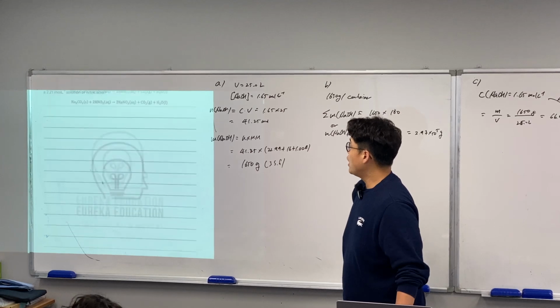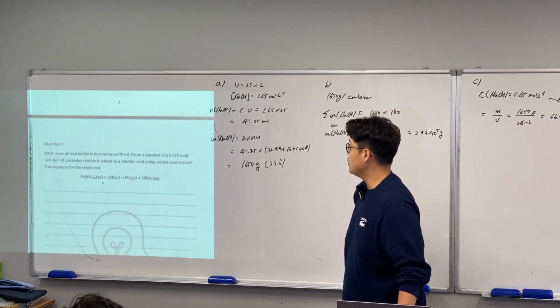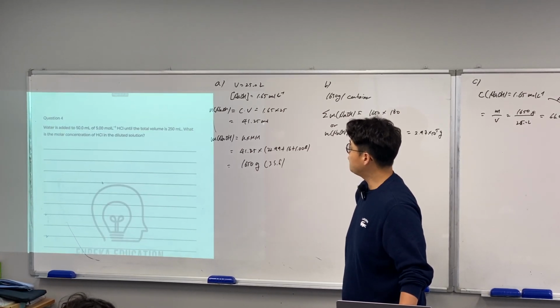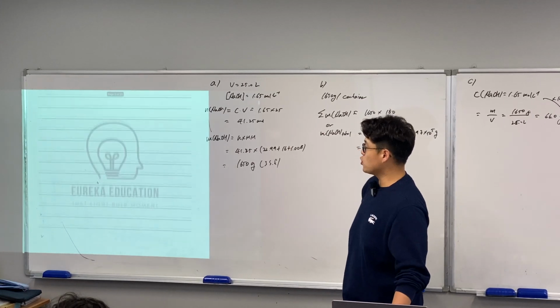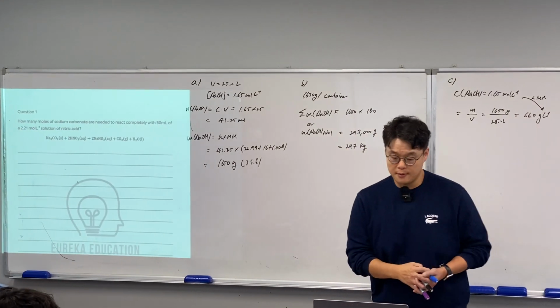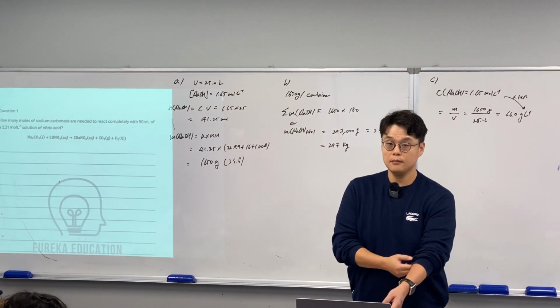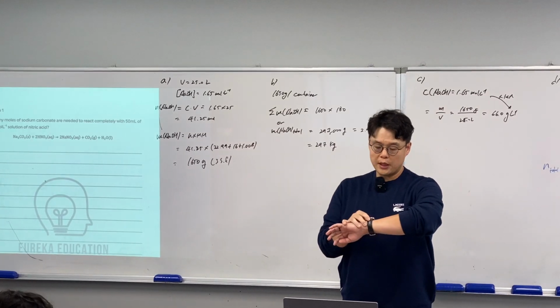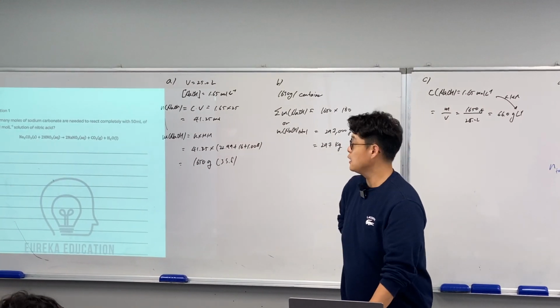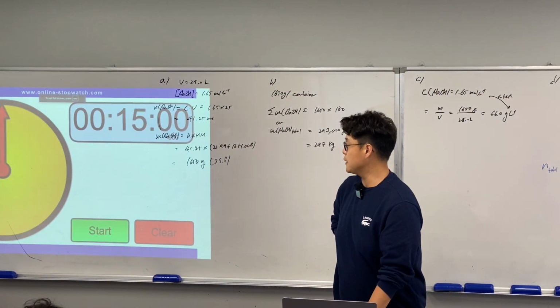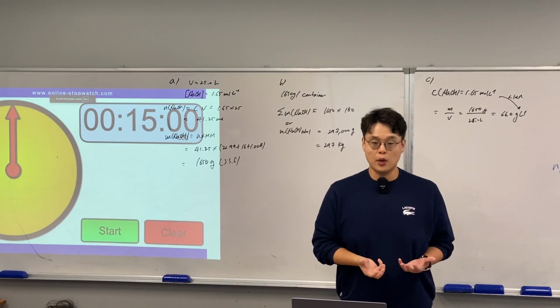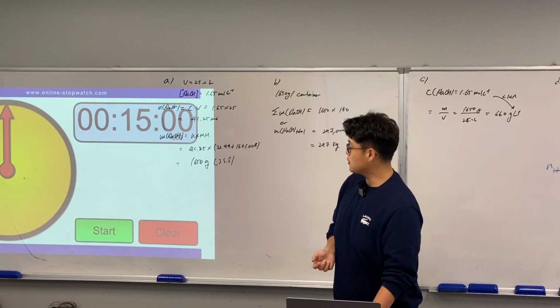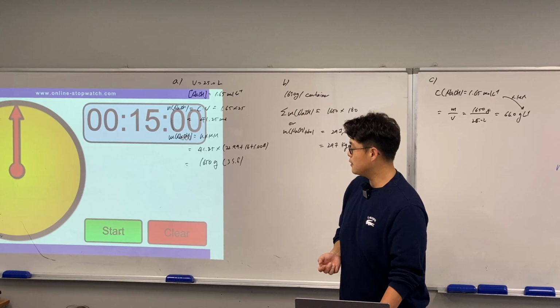Let's do some easy questions then. Try questions 1, 2, 3, and 4, some stoichiometry questions, please. Now, try to do that within 15 minutes. I'm giving you a time limit for those questions. So make sure you write down all your working out, but attempt the questions within 15 minutes. Start now.